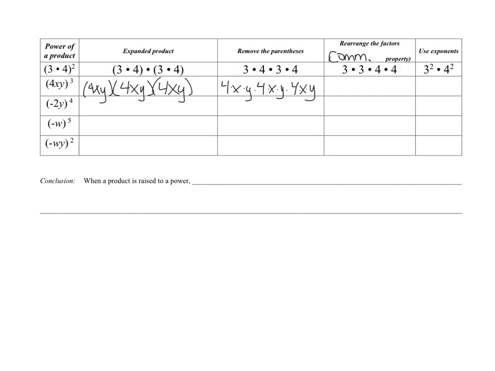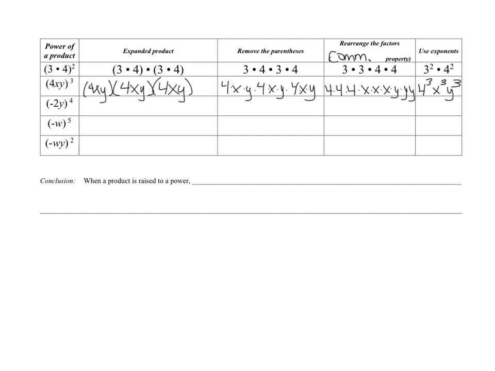So if I rearrange everything, we could put all the 4s together, and then we could put all the x's together, so x times x times x, and then we could put all the y's together, so y times y times y. Then I can rewrite this with exponents, and I would make it 4 to the third power, x to the third power, and y to the third power.